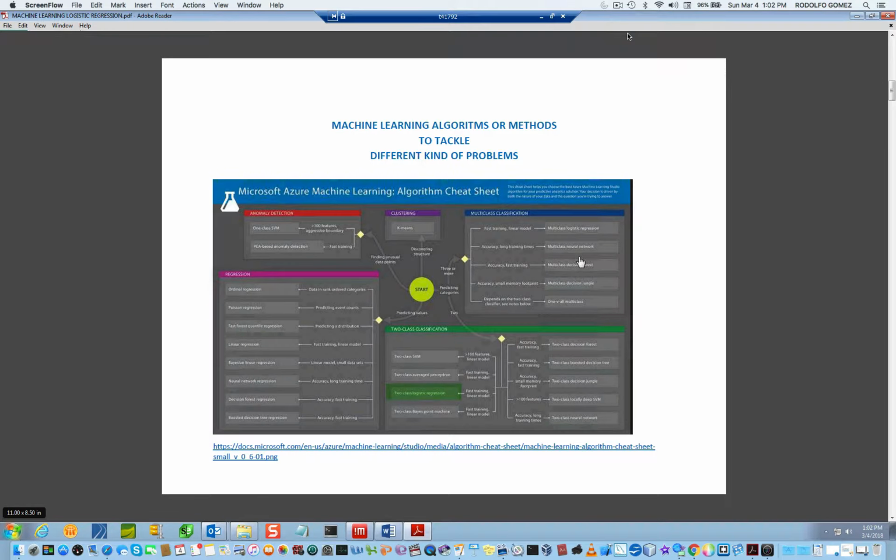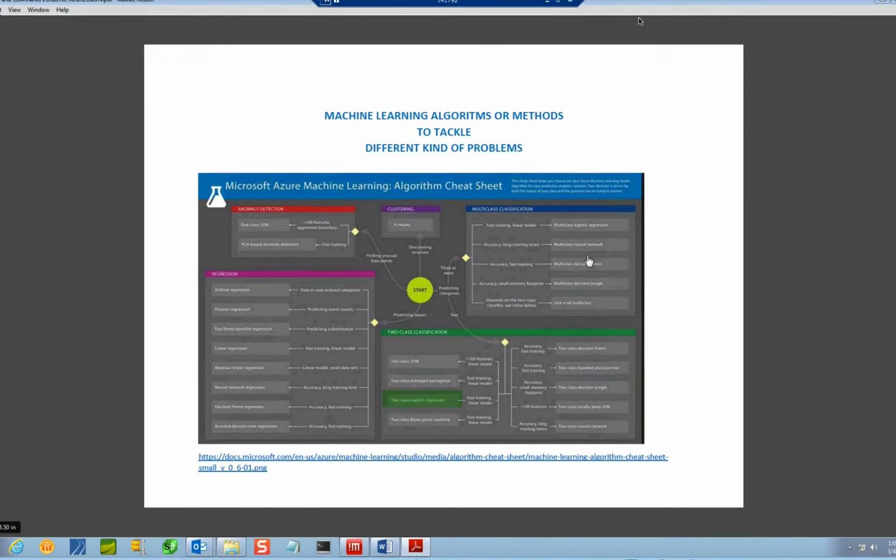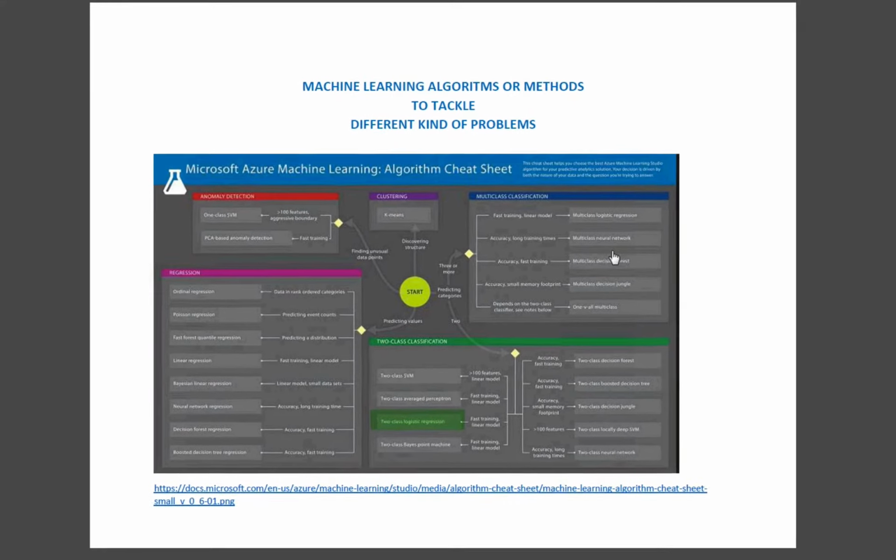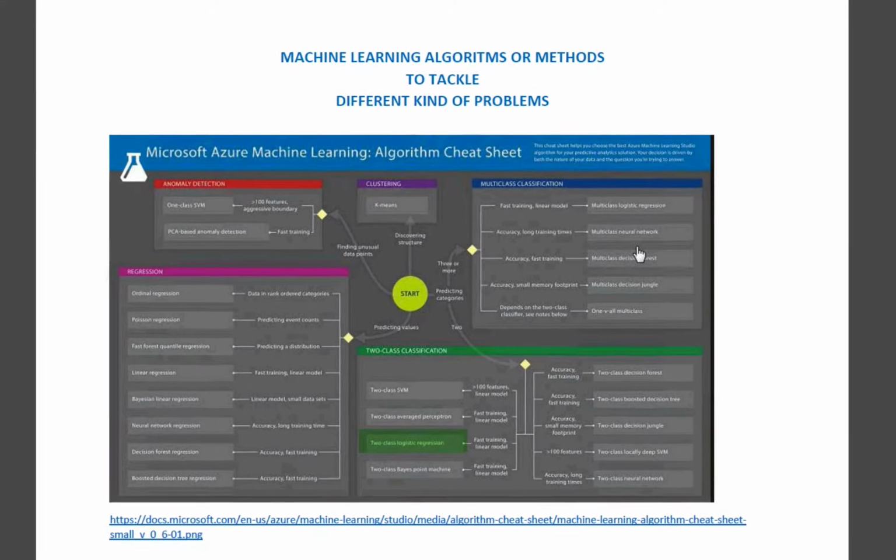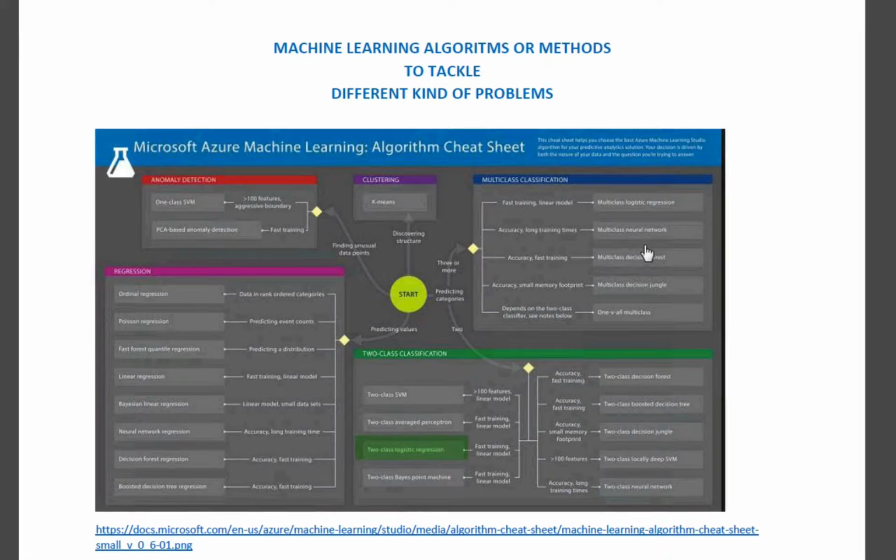But logistic regression is only one of the many algorithms or methods using machine learning to tackle different kinds of problems. As you can see here, we have different big groups: anomaly detection, that is really another classification, clustering, multi-class classification, regression, and two-class classification, and here we can see the logistic regression.